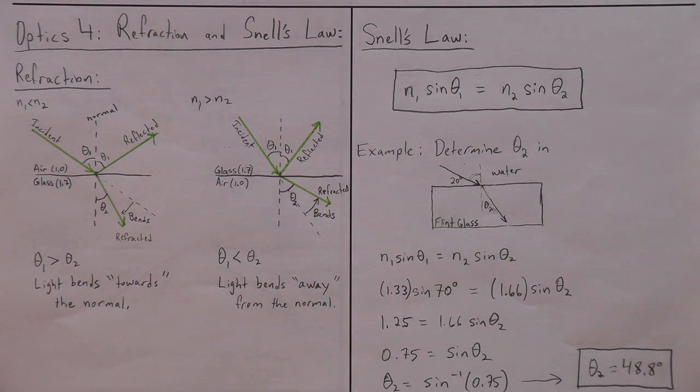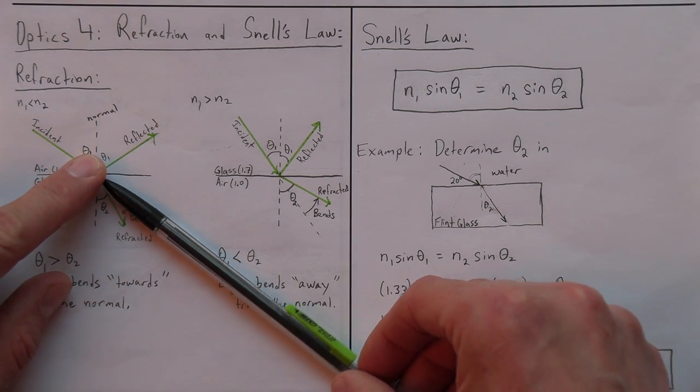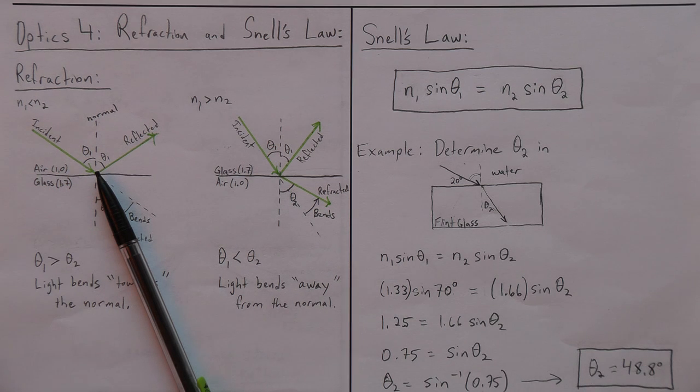Okay? But why does refraction happen? Why does the light bend like this? It comes in, it does not go straight, it bends towards the normal when we go to a higher index.